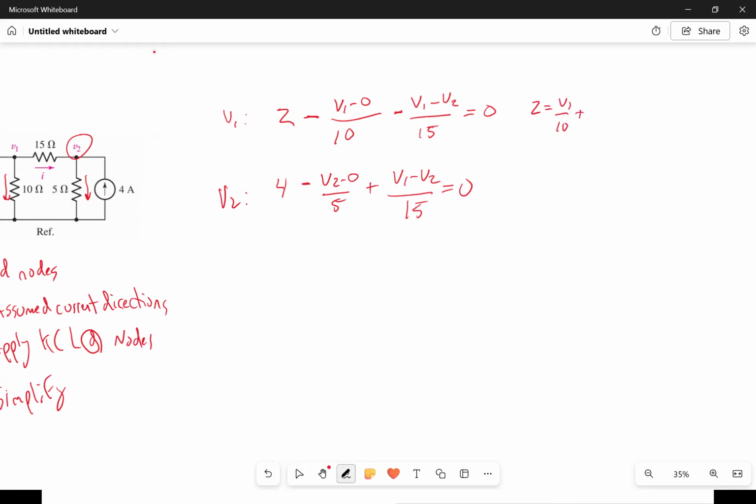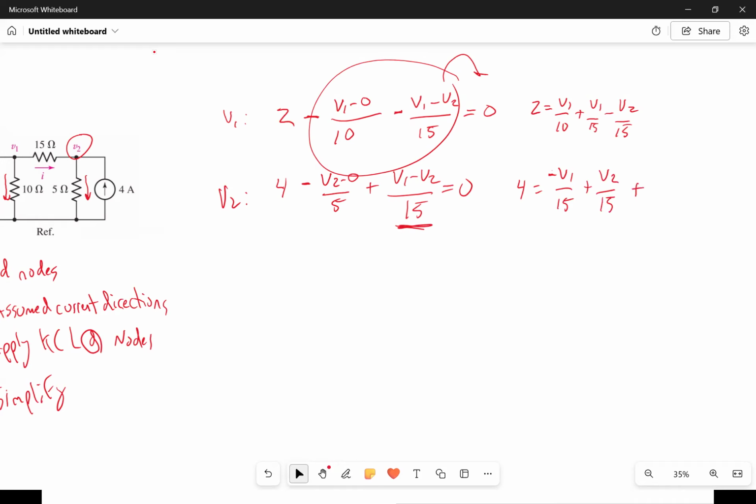And then this becomes plus V1 over 15 minus V2 over 15, because I moved both of these to the other side of the equation so that the negatives become positive. That's why you can see that I have a positive V1 over 15 instead of a negative, because I moved it to the other side. Same thing over here. I've got 4 and I've got equals, and I'm going to put this first one over here. So that's negative V1 over 15 plus V2 over 15 plus V2 over 5.